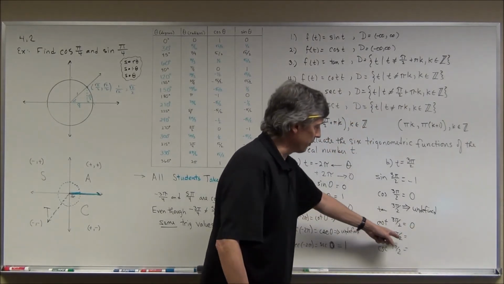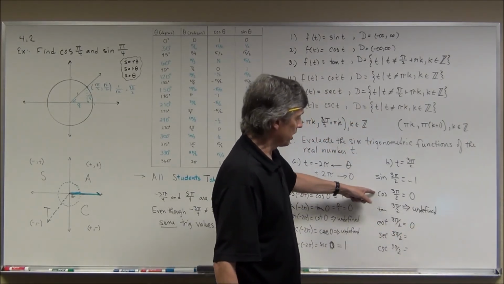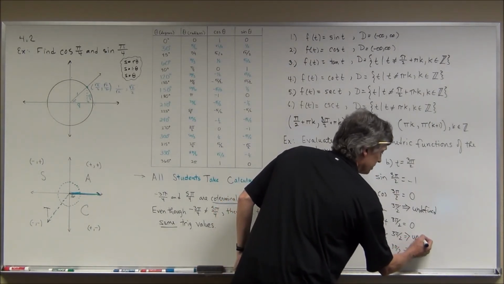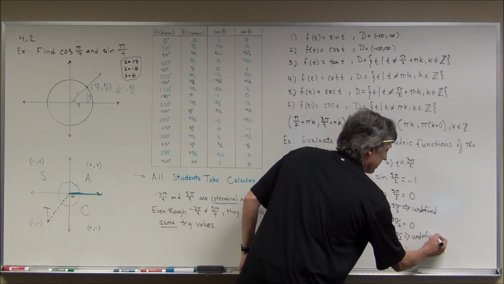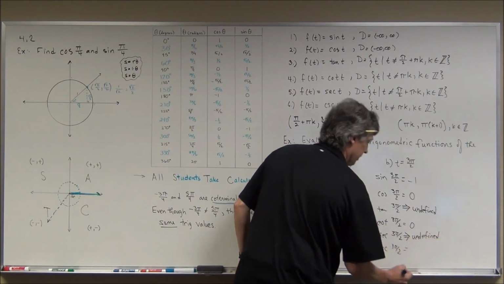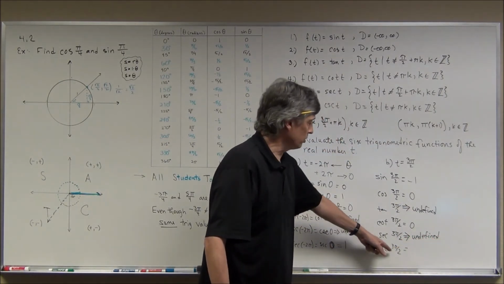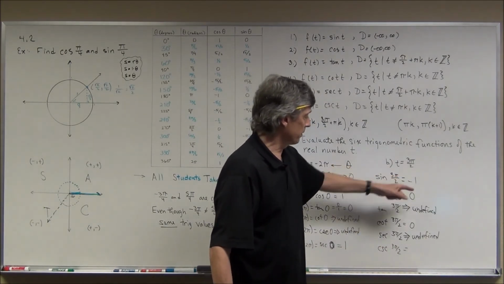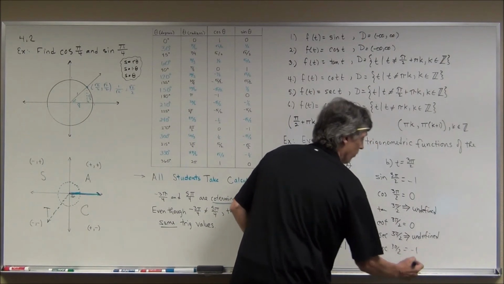The secant of 3 pi over 2 would be the reciprocal of cosine. Well, the reciprocal of 0 means it's undefined. So again, I make that implies that it's undefined here. And last but not least, the cosecant of 3 pi over 2. Now sine and cosecant are reciprocals, so the reciprocal of -1 is -1.